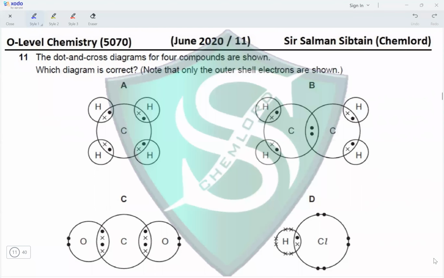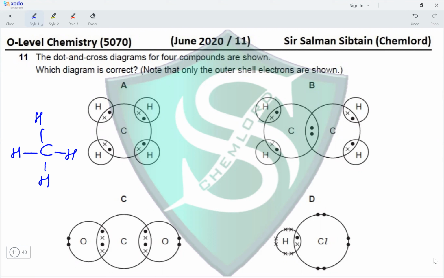Hi guys, this is O-level chemistry, paper 11, June 2020, question 11. The dot and cross diagram for four compounds are shown. Which diagram is correct? Note that only the outer shell electrons are shown. Okay, so in A, we've got a carbon forming four single bonds with four different hydrogen atoms, forming the structure of methane. This looks correct.